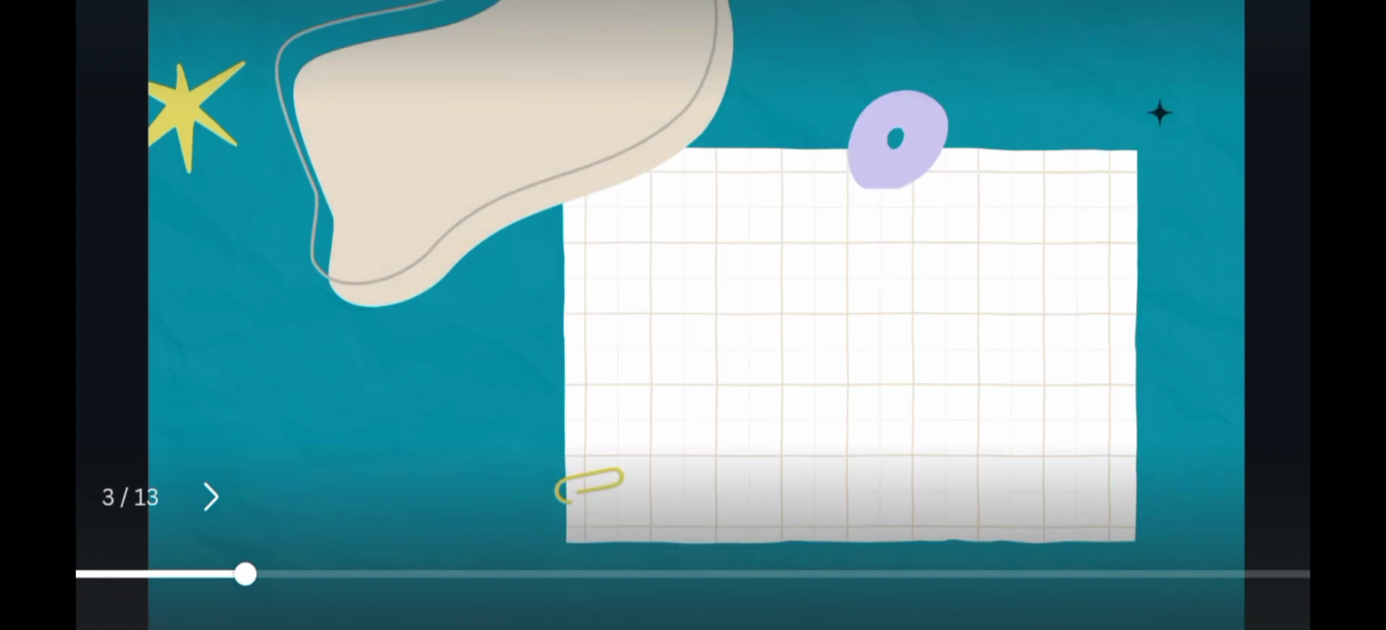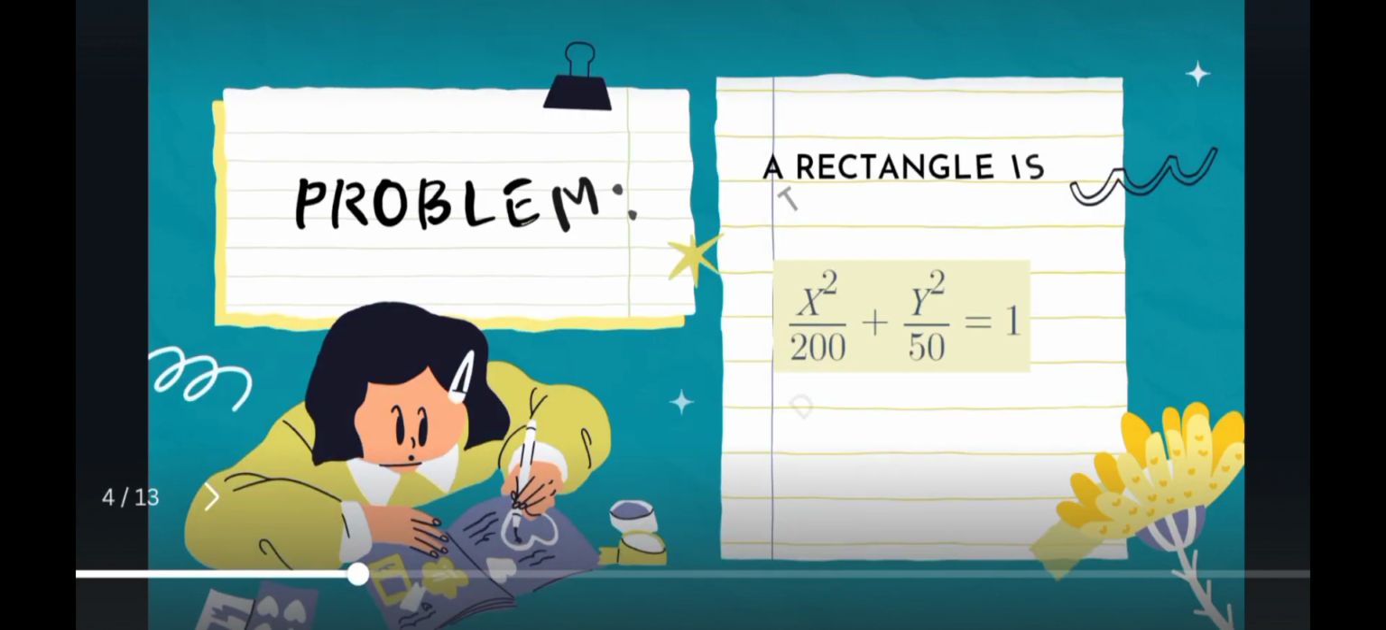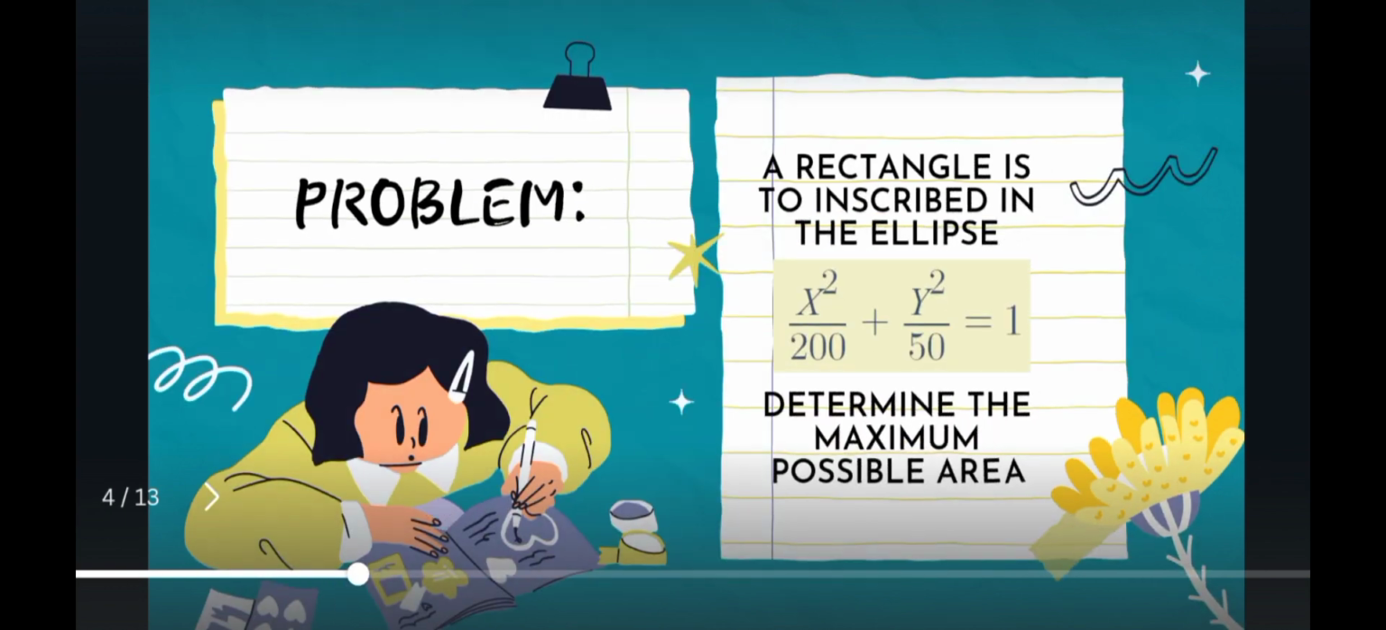On this video, I will discuss one example of the application of our topic, maxima and minima. This is the problem that I will be answering. A rectangle is to be inscribed in the ellipse x squared over 200 plus y squared over 50 is equal to 1. Determine the maximum possible area.